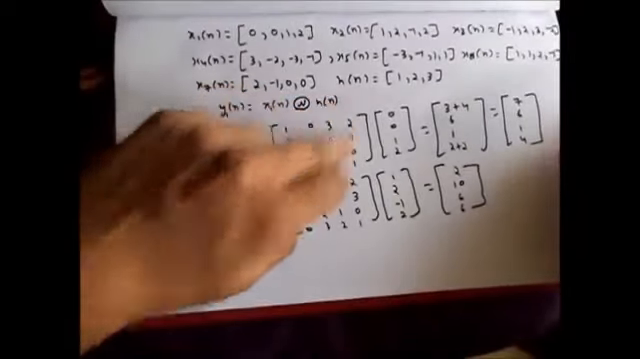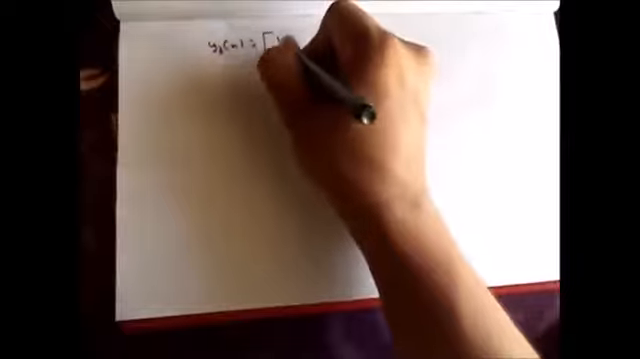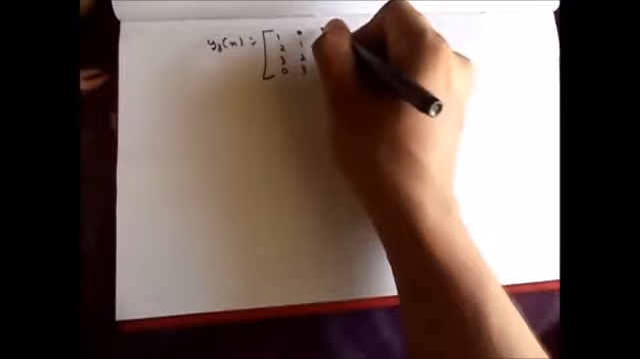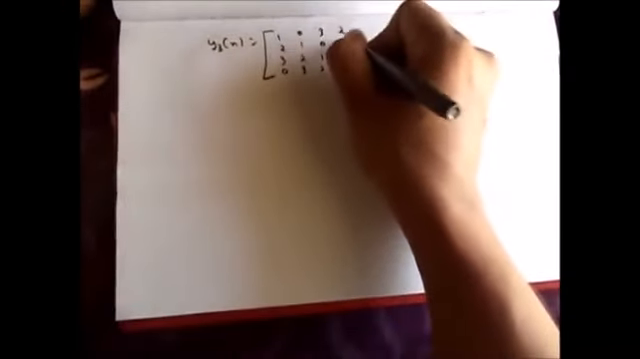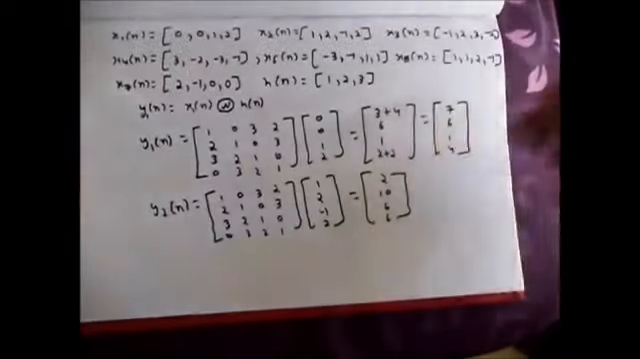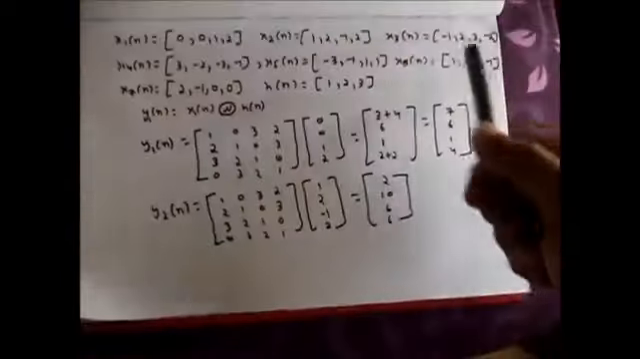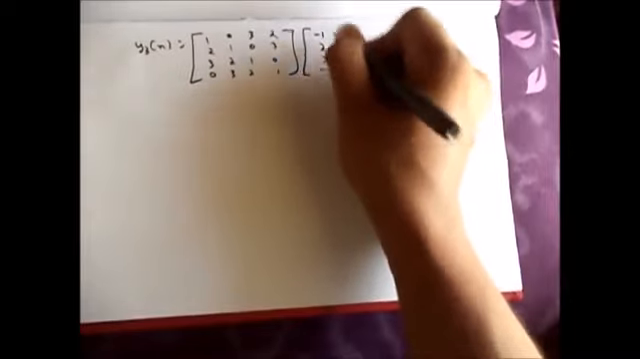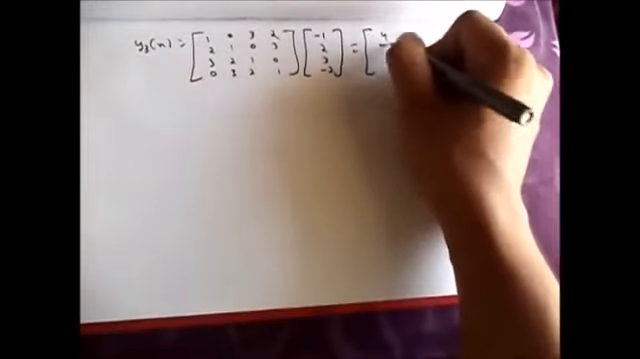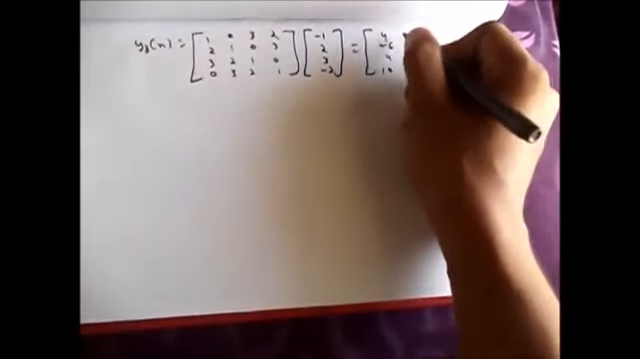So for the third output data block, again we will circularly shift the elements of the impulse response, that is 1, 2, 3 and 0. So 1, 2, 3, 0, 0, 1, 2, 3, 3, 0, 1, 2 and 2, 3, 0, 1. And then we will take the third input data block, that is minus 1, 2, 3 and minus 2. If we solve this, we get the value of it as 4, minus 6, 4 and 10.